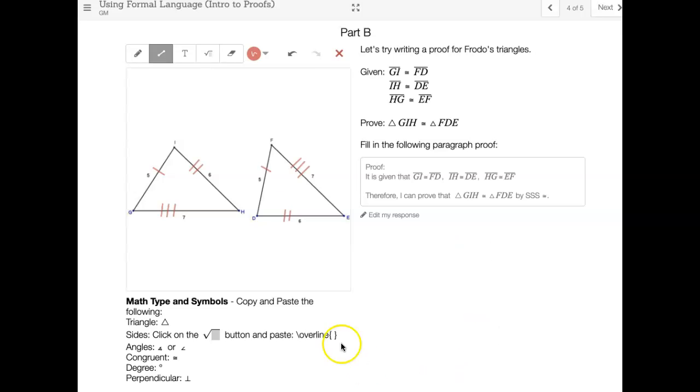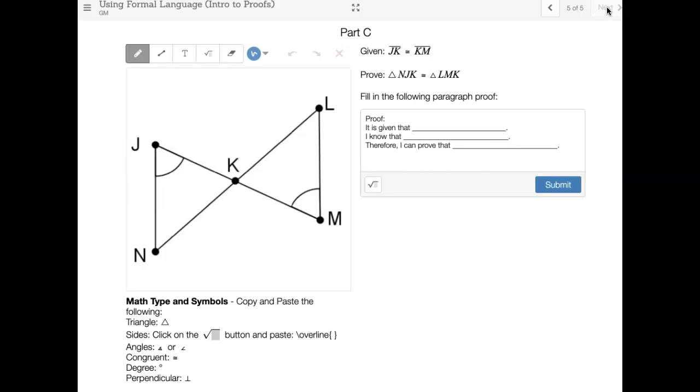You want to mark them with tick marks or arc marks depending on what you know is congruent. So I'll leave this up again for a few. Slide number 5, I'm going to get into that. Like I said, you have to label the given information. It's already given here by the diagram that angle J is congruent to angle M. That is marked, so that's given. Also given in symbol notation is that JK is congruent to KM.